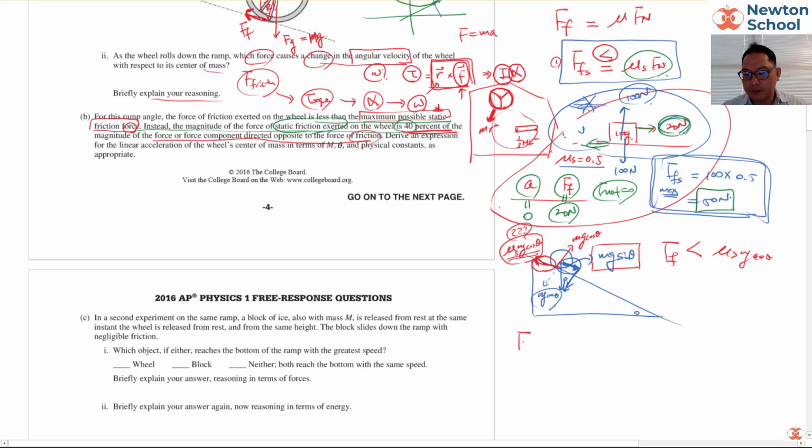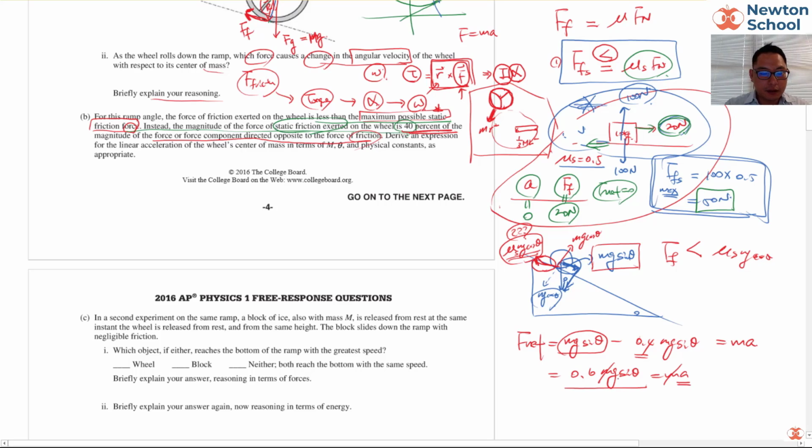So in this case, F net will be mg sine theta minus 40% of mg sine theta, which equals ma. It's basically 1 minus 0.4, so you get 0.6 mg sine theta equals ma. So acceleration will be 0.6 g sine theta, right? So here, derive expression for linear acceleration. So a is 0.6 g sine theta.